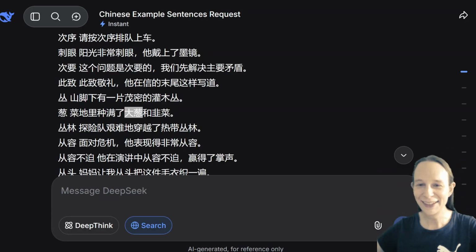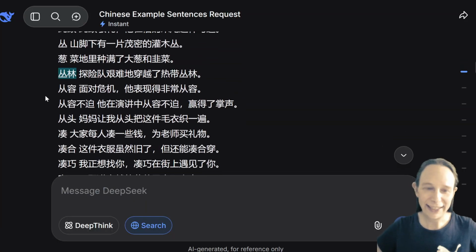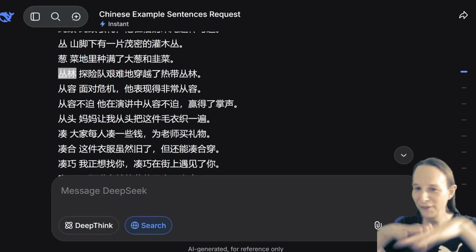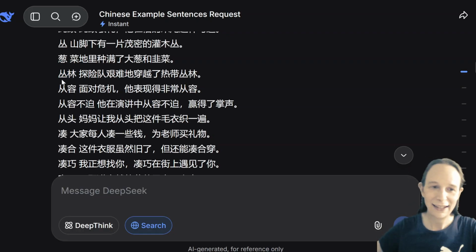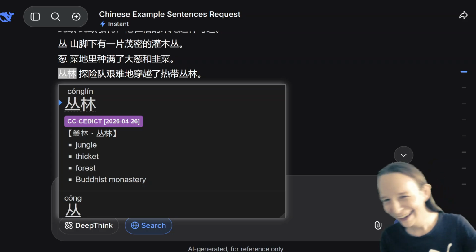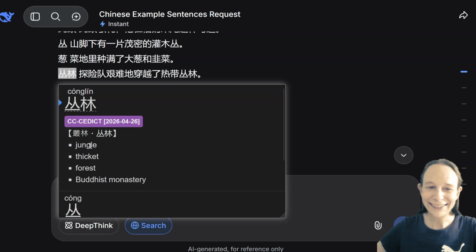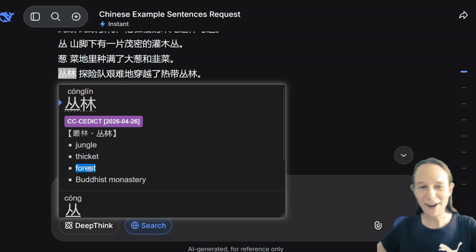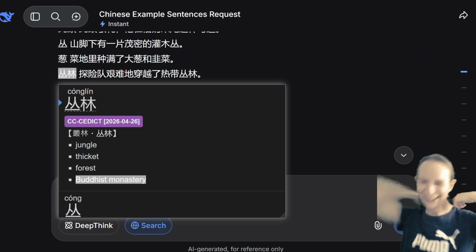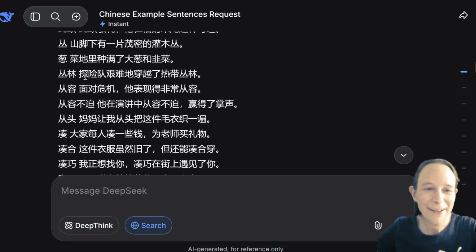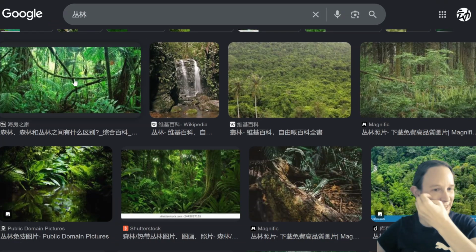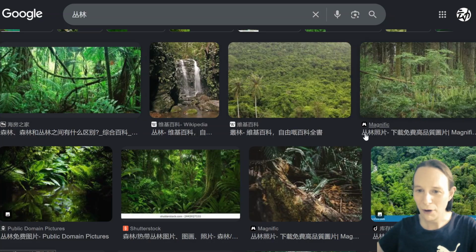Propane or propane accessories. All right, Hongnin. I don't know what this is. Oh, I do know what this is. This is a forest which has vegetation at ground level as well, right? Jungle, thicket, forest, Buddhist monastery. What? Jungle makes sense. Thicket makes sense. Forest makes sense. Buddhist monastery. Yeah, all right. That came out of nowhere. My understanding is this is a forest with an undergrowth or something like this.